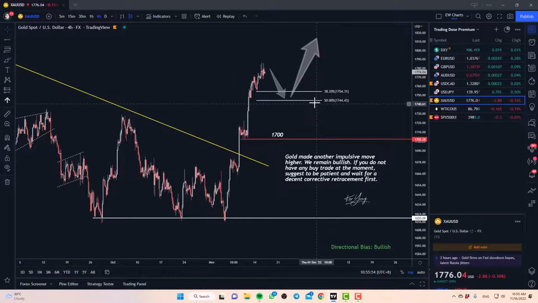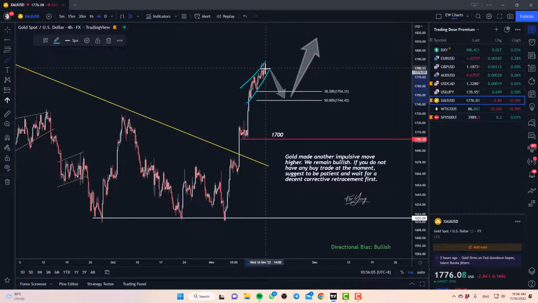So definitely we are still holding on to a very bullish perspective on this, but of course it doesn't mean that every day you just buy in. Right now what I'm seeing is that we seem to have a little bit of a lack of momentum already. So my suggestion is, if you do not have any buy trade right now, wait for that decent pullback first.